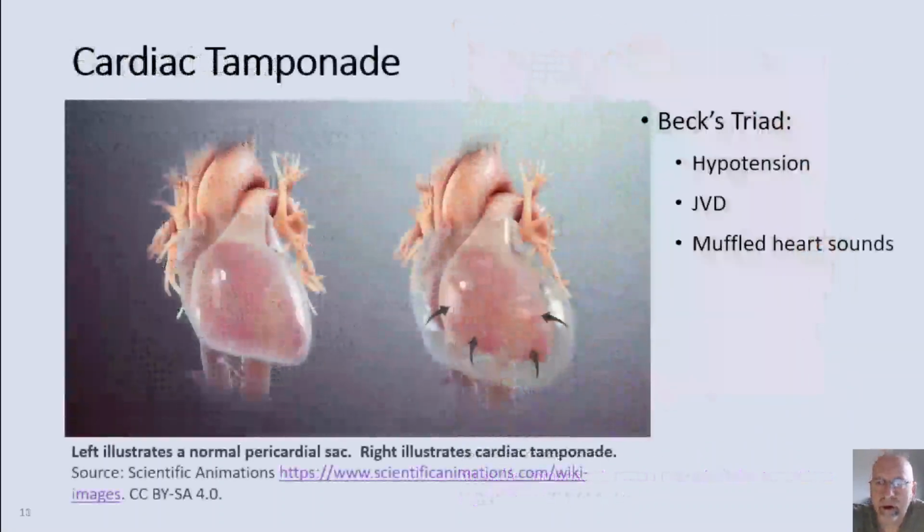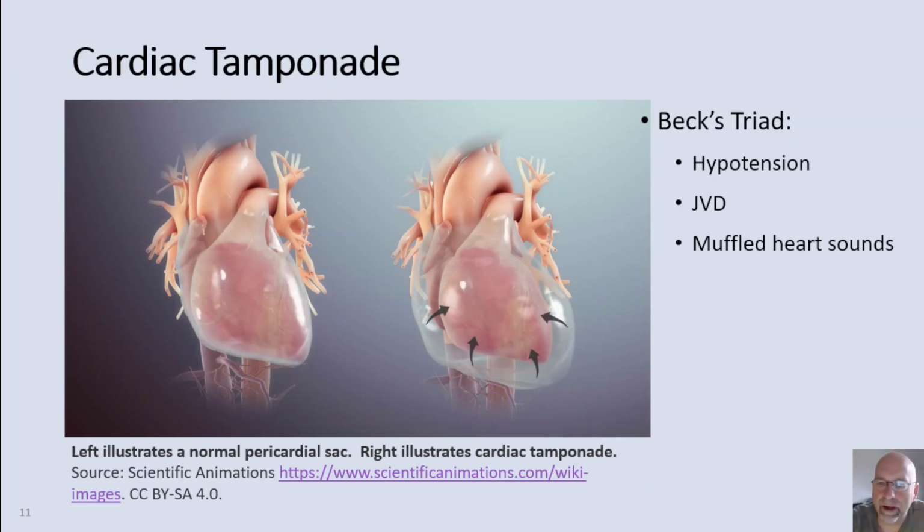Pericardial tamponade, also called cardiac tamponade, occurs when blunt or penetrating trauma to the heart causes bleeding into the fibrous pericardial sac that surrounds the heart. The term tamponade refers to the compression of the heart muscle. Normally, the pericardial sac contains about 50 milliliters of pericardial fluid, which serves as a lubricant to prevent friction when the heart beats. This is illustrated on the left.